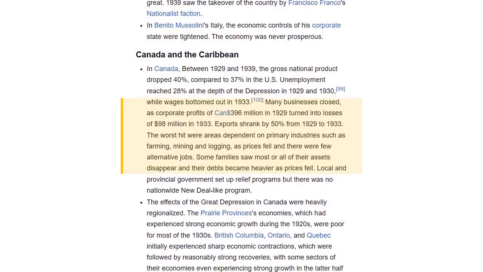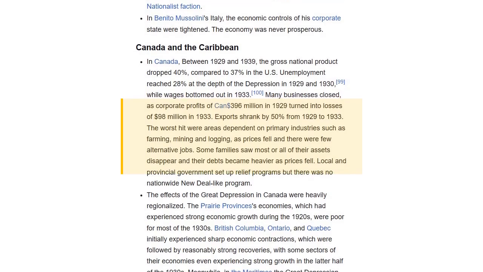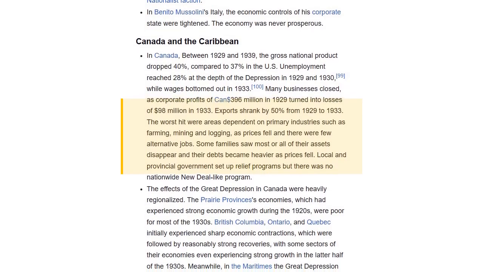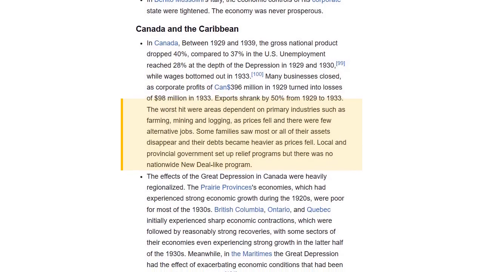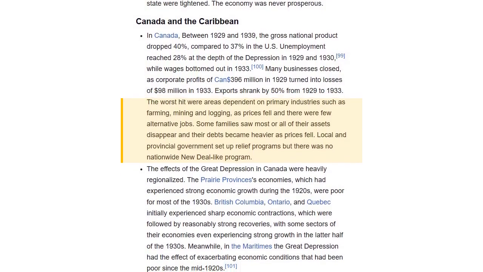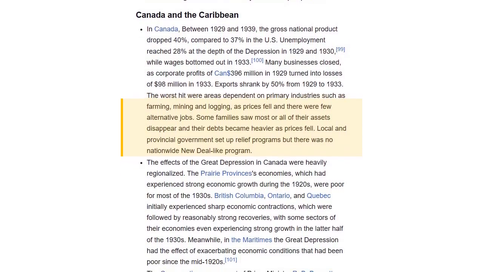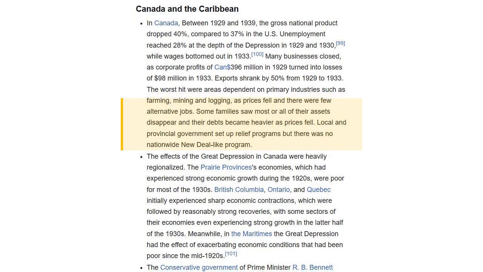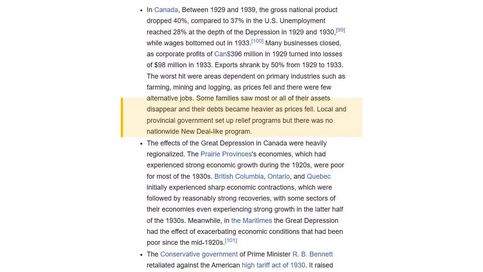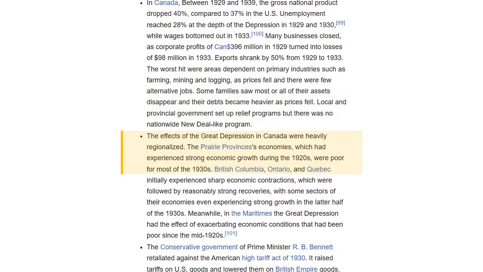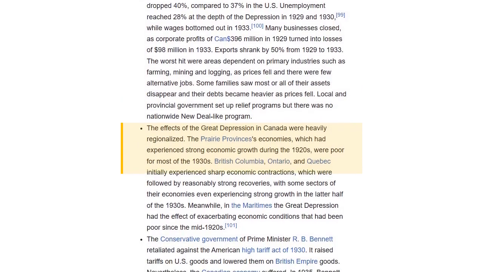The worst hit were areas dependent on primary industries such as farming, mining, and logging, as prices fell and there were few alternative jobs. Some families saw most or all of their assets disappear, and their debts became heavier as prices fell. Local and provincial government set up relief programs, but there was no nationwide New Deal-like program. The effects of the Great Depression in Canada were heavily regionalized.